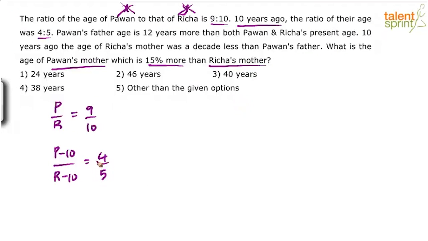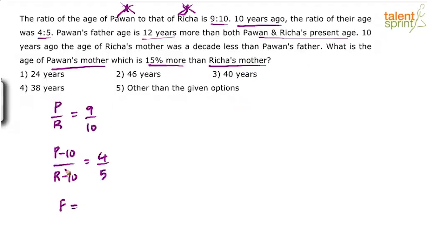I mean, that's what the statement says. Pawan's father's age is 12 years more than both Pawan's and Richa's present age. Let's assume Pawan's father's age is F, right? His age is 12 years more than both Pawan's and Richa's present age. Now, what do you mean by this?